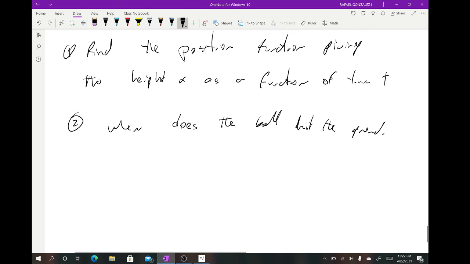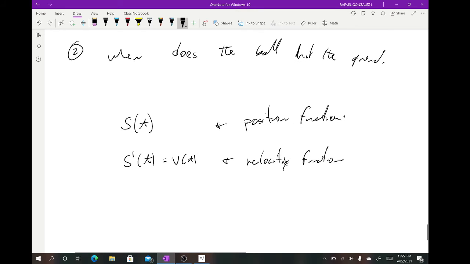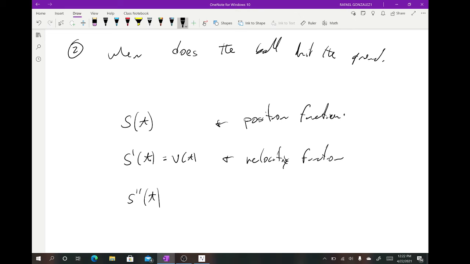Okay, so first of all, we did an example similar to this earlier in the semester. We talked about position functions before. So let's say s of t is our so-called position function. We saw that the derivative s prime of t is the same thing as the velocity of t. So this was the velocity function. When we took the derivative, we got the velocity. And then when we took the derivative again, s double prime of t, we had the acceleration of t.